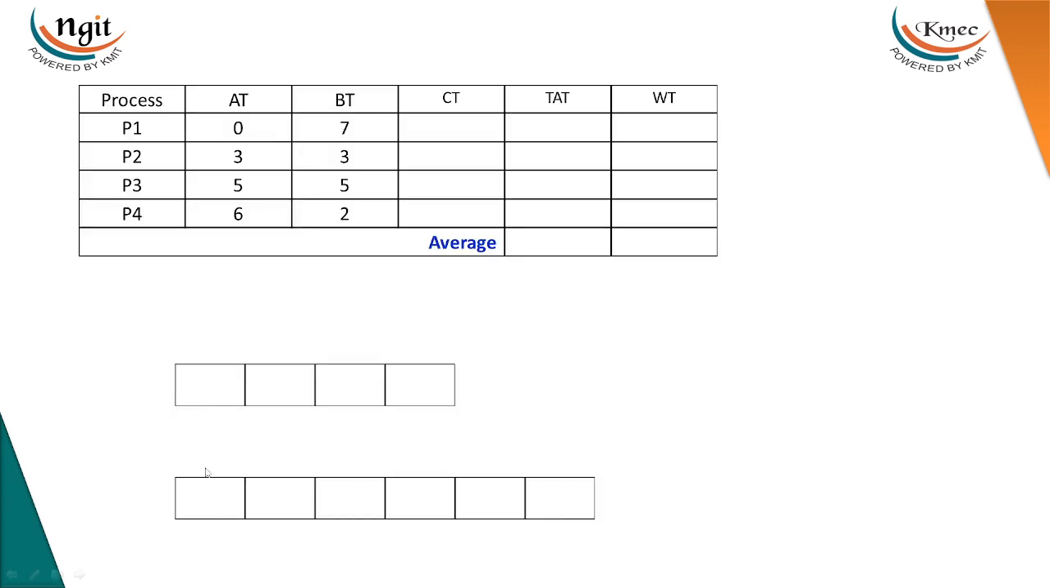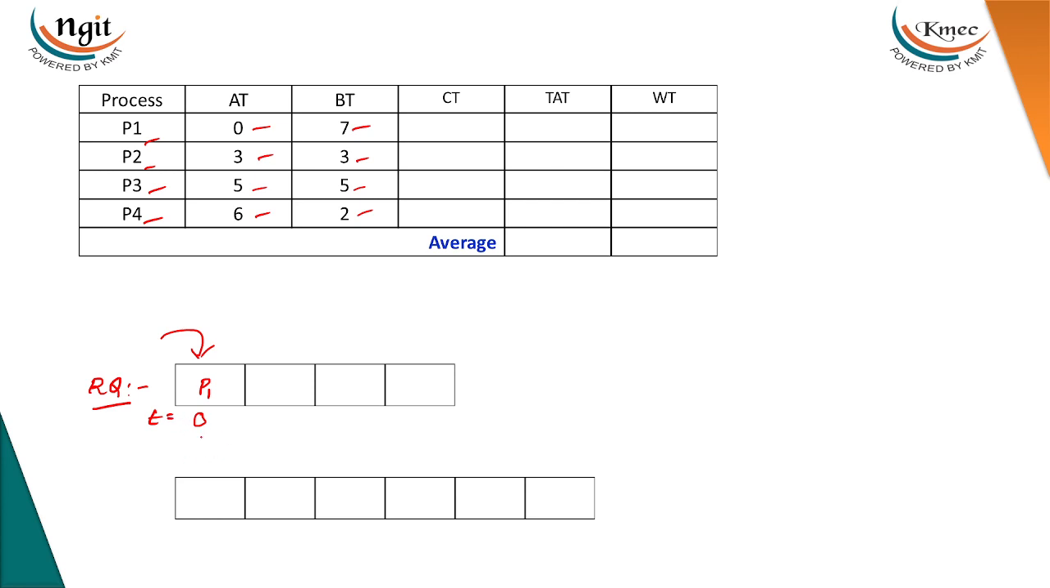Now look at this snapshot where there are four processes P1, P2, P3, P4, and they arrive at 0, 3, 5, 6, and the burst times are 7, 3, 5, 2. Now let's go to step 2, the ready queue. At time t equal to 0, the only process that comes is P1. There is no other process in the system.